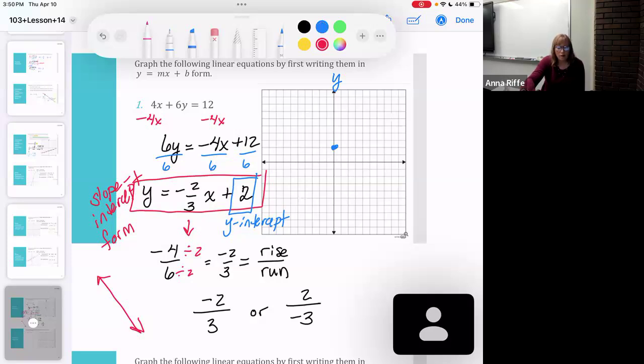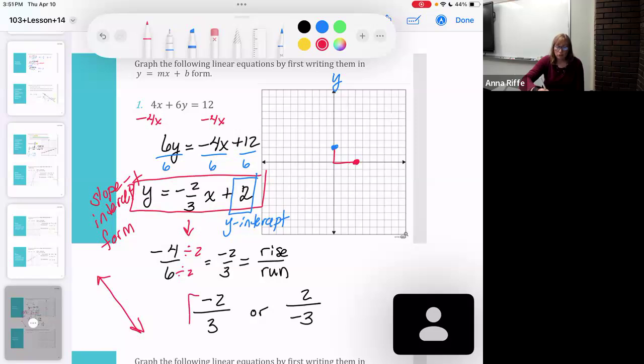So that means the rise is -2 and the run is 3. From that y-intercept, I'm going to go down 2. It's negative, so I'm going to go down instead of up. And then I'm going to run +3, which means I'm going to go to the right 3. 1, 2, 3. And that leaves me at this point right here. So that gives me a second point on my line.